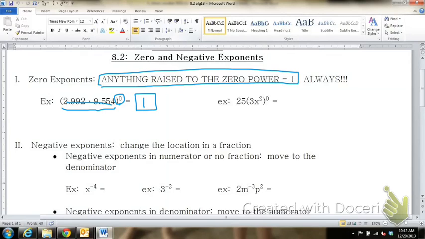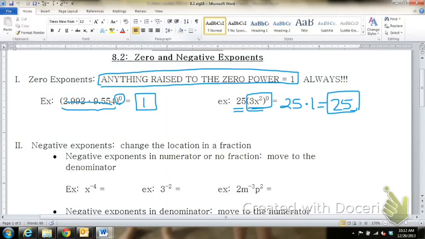Now in the second example, not everything is raised to the 0 power. So only what's raised to the 0 power gets to become a 1. This 25 is not attached to that exponent, so it's really like we're doing 25 times 1, which is 25. You just have to be careful with zero exponents because everything doesn't cancel out, just whoever is raised to the 0 power. That's something you need to remember. If you don't believe me, punch something into a calculator, raise a number to a 0 power, and you'll get 1, I promise. Now we also have to talk about negative exponents.